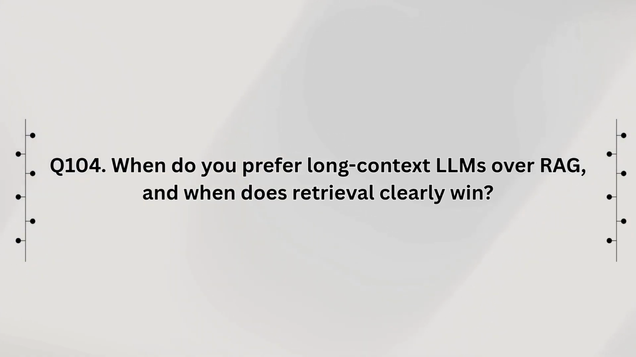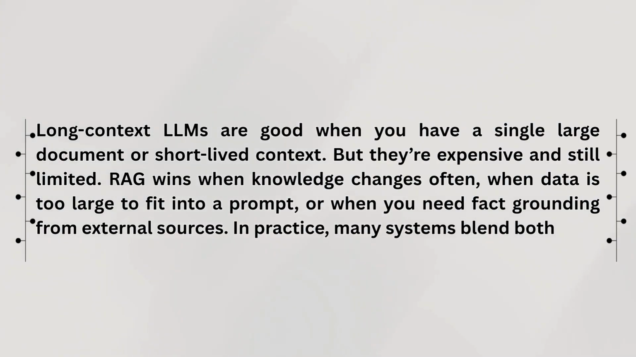When do you prefer long context LLMs over RAG? And when does retrieval clearly win? Long context LLMs are good when you have a single large document or short-lived context, but they're expensive and still limited. RAG wins when knowledge changes often, when data is too large to fit into a prompt, or when you need fact grounding from external sources. In practice, many systems blend both.